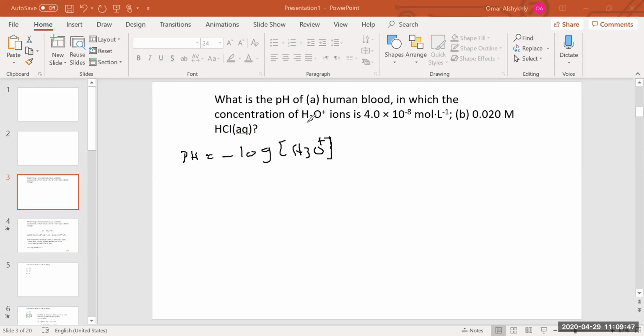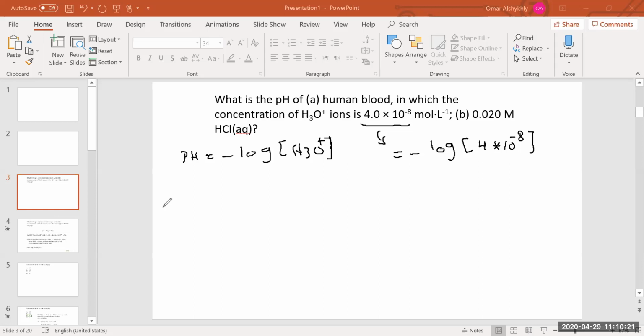Now, in A, they already give you the concentration of it. So for this one, it will be minus the logarithm of 4.0 times 10 to negative 8. You will get the pH. Guys, try to do the calculation on your calculator.